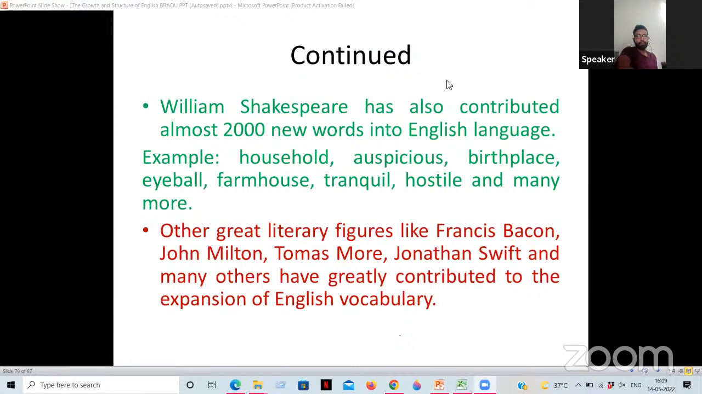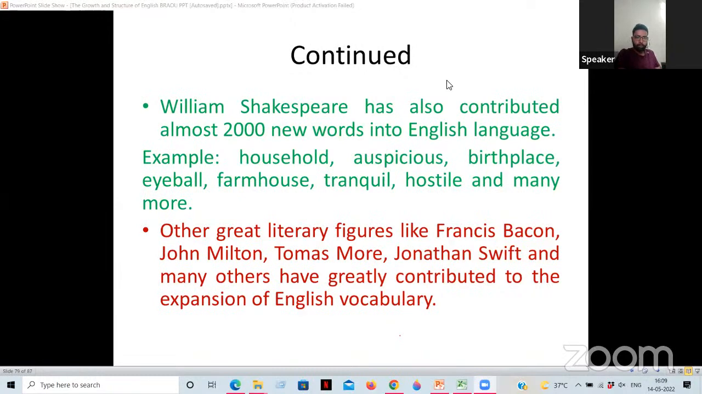Okay. Let me tell you that Francis Bacon was a great essayist of the 16th or 15th century. His essays are very aphoristic because they are very short, but within these short essays, he actually conveys so many things. Okay. John Milton is one of them. He wrote Paradise Lost, and that work has also contributed so many words in the English language. Most of the words have been taken from the Bible itself, because Paradise Lost is dealing with Adam, Eve, and Satan.